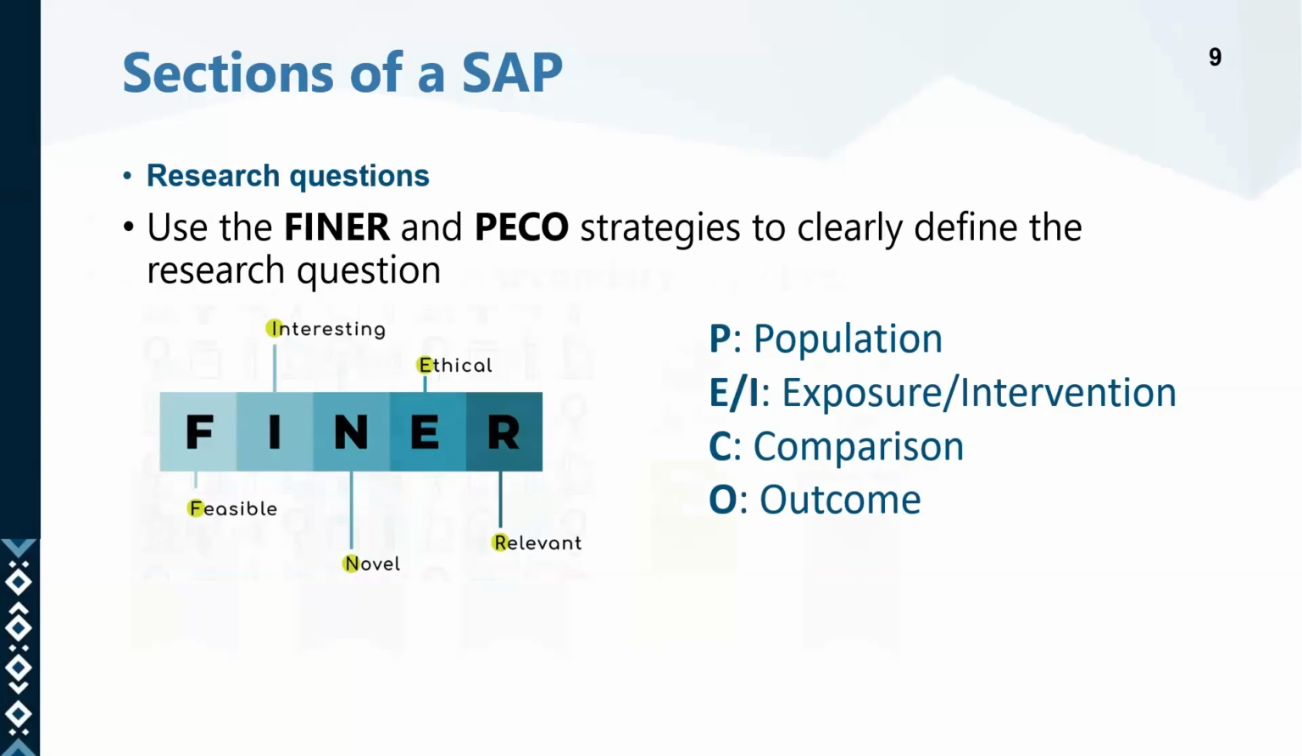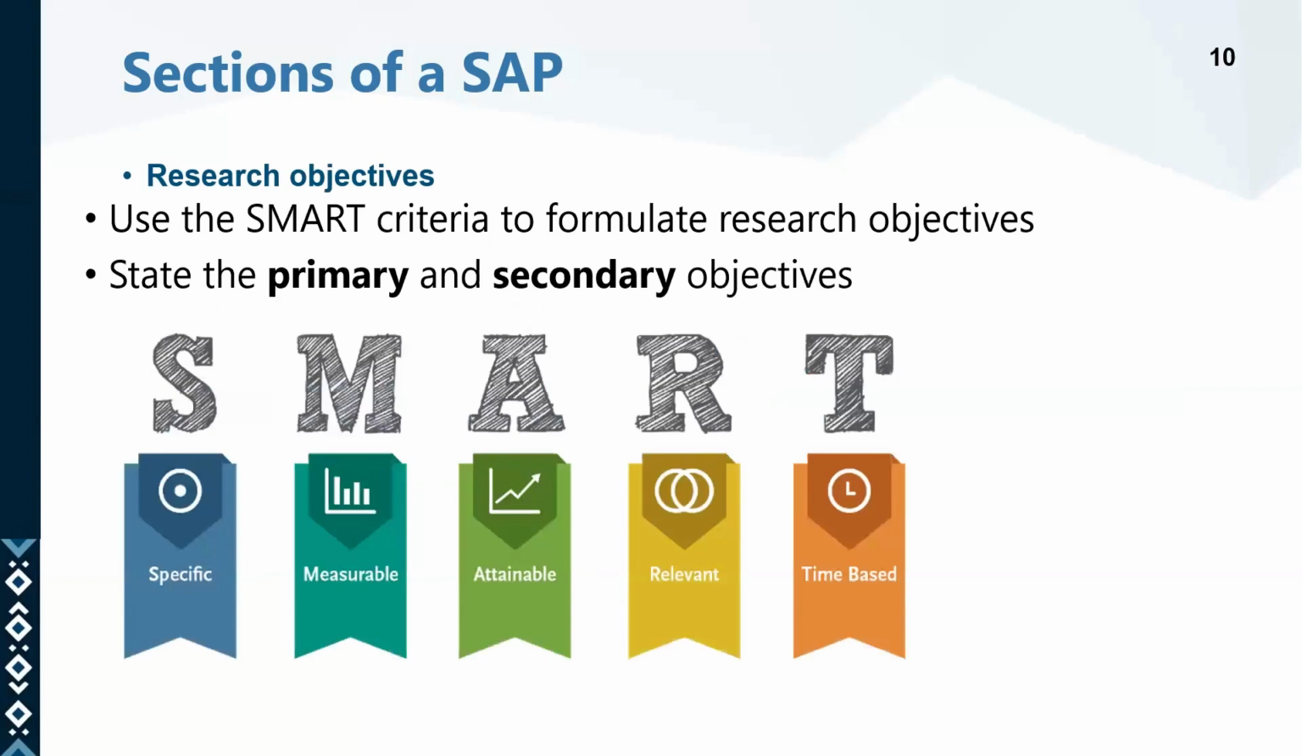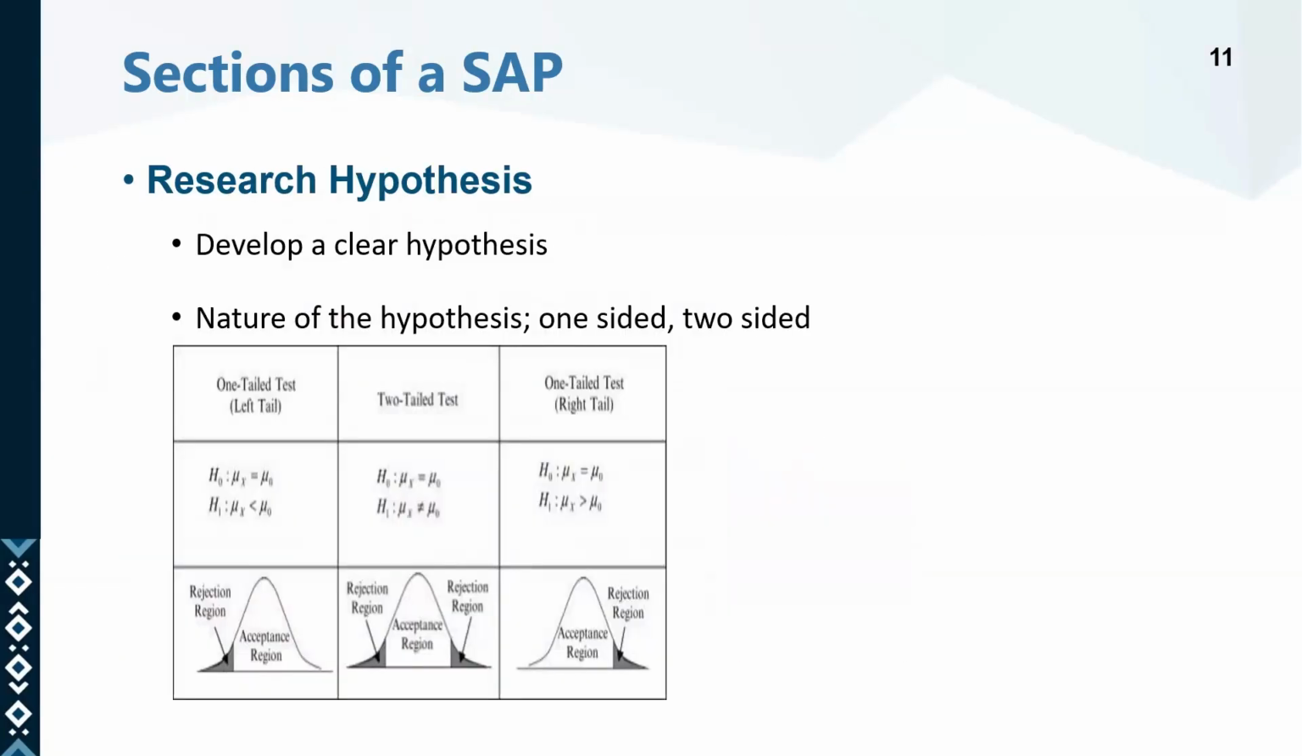You also have to clearly state your research objectives. You can use the SMART criteria to formulate your research objectives. Meaning, the research objective has to be specific, measurable, attainable. They have to be relevant and time bound. So here we're trying to explain that you have to clearly define your study hypothesis and also know the nature, whether it's one-sided or two-sided, because it is going to help you in your decision.